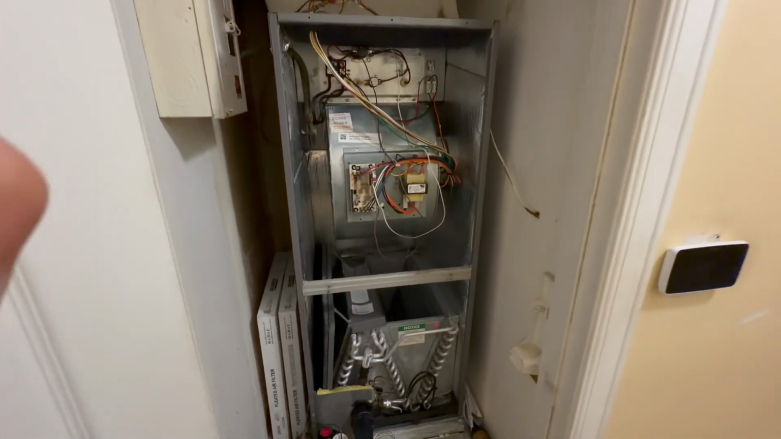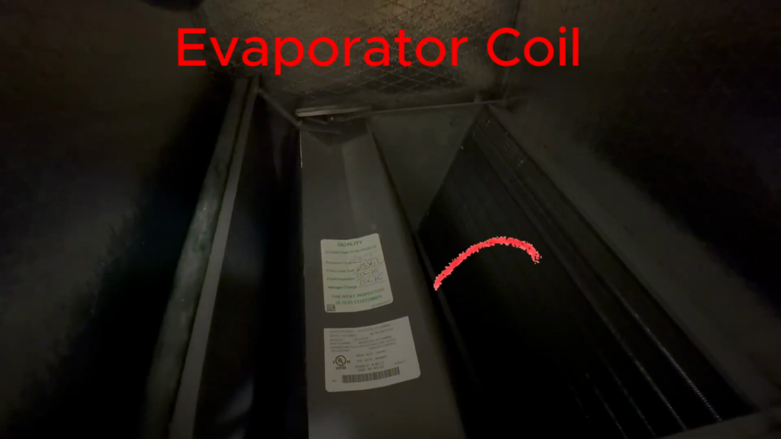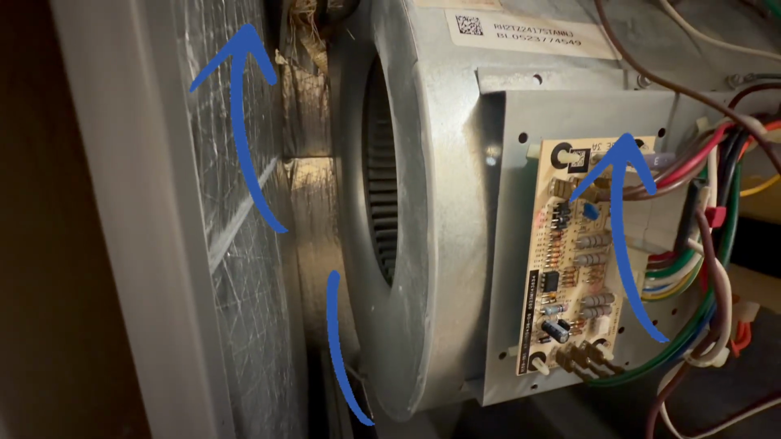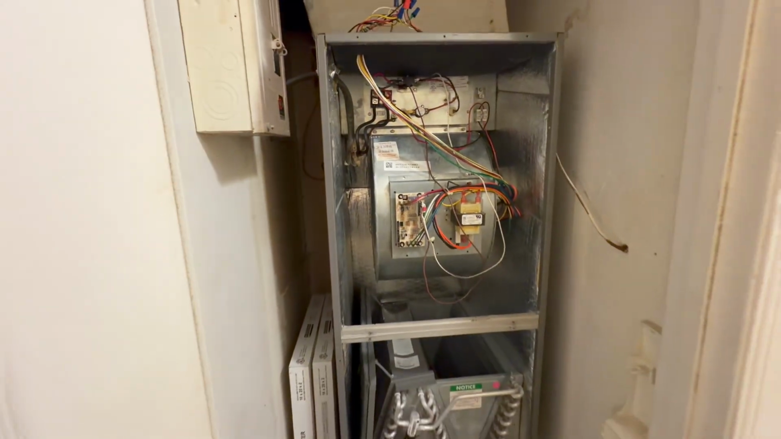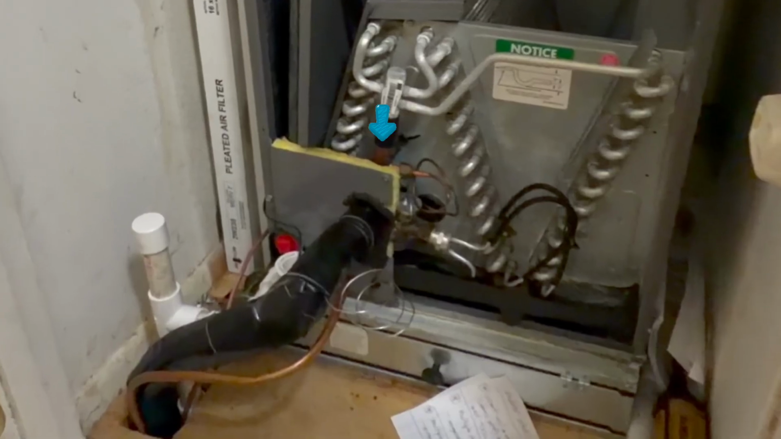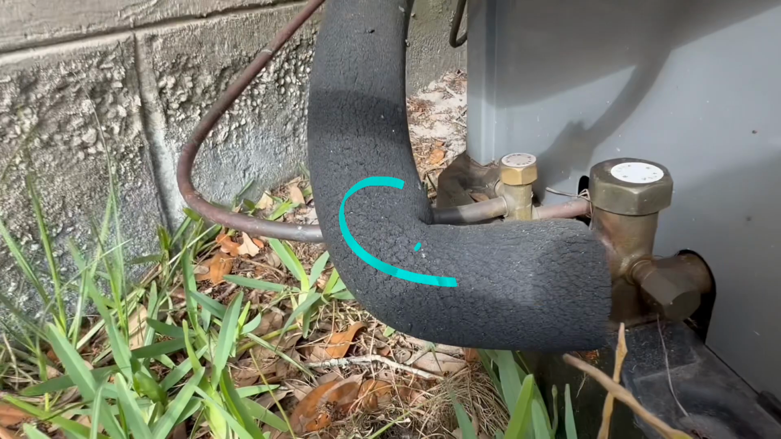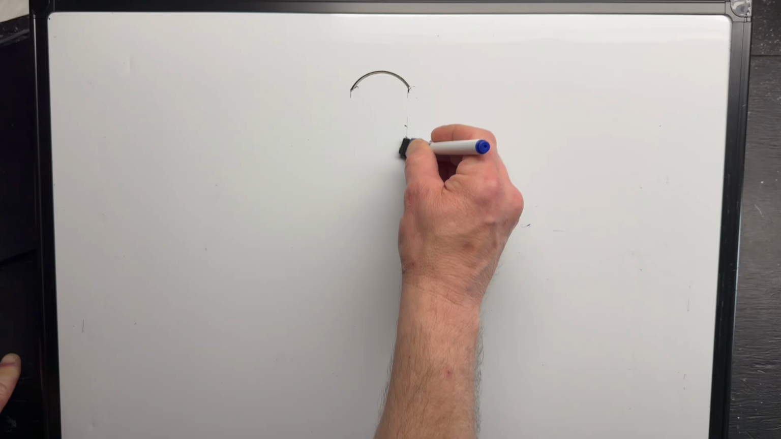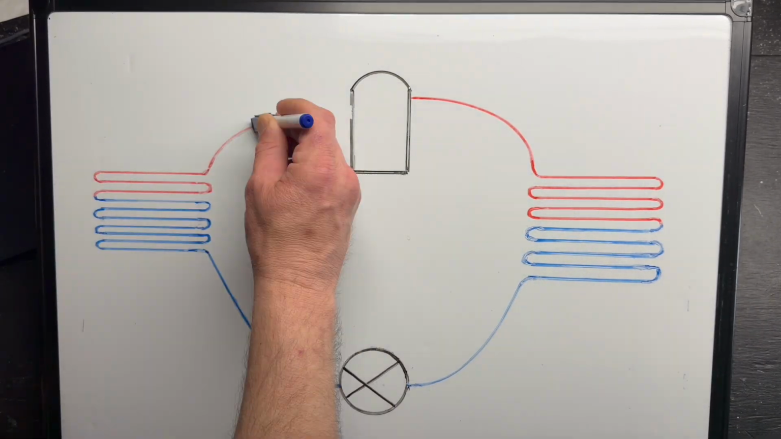Once the refrigerant has left the metering device, it will then circulate through the evaporator coil. As the blower brings air across the evaporator coil, it will pick up heat and the refrigerant will begin to boil. Once the refrigerant has boiled off into vapor, it will then begin its journey into the suction line and make its way back to the compressor. The cycle is now complete. Let's go to the whiteboard to help visually explain the process.